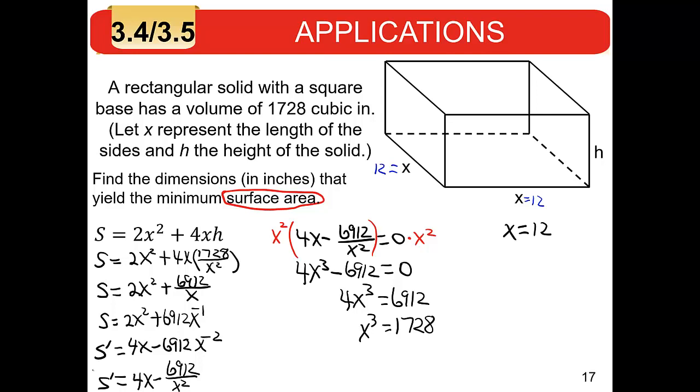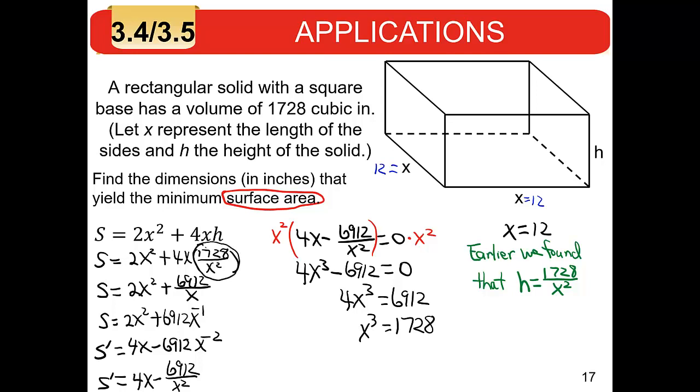I'm not going to go through the test. If you wanted to be absolutely certain, you could do your second derivative test. I've done it several times. I'm not going to do it again here. But if you wanted to be absolutely certain, you could. I'm just going to go ahead and assume that if I did it, it would come out to be a minimum.